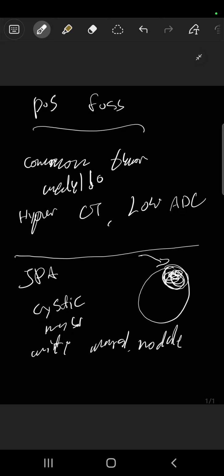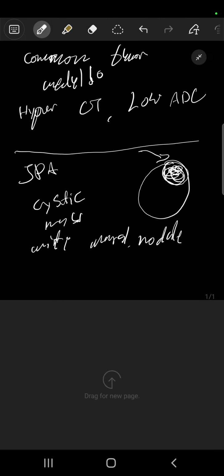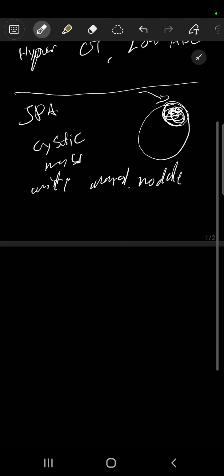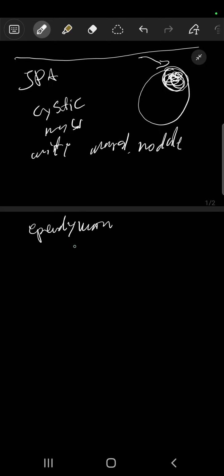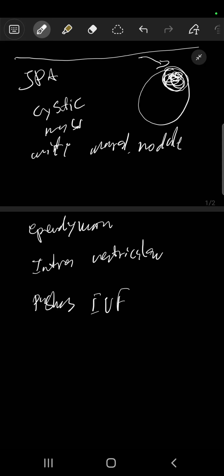But remember that this is not the only mass. So you need a child, you need posterior fossa, and then you need to think about juvenile pilocytic astrocytoma. Now, when we're talking about intraventricular masses, we're talking about ependymoma. And it's intraventricular, as ependymal cells are intraventricular. And remember that it can push through the foramina of the fourth ventricle, Luschka and Magendie, and therefore look for the pushes through the foramina.